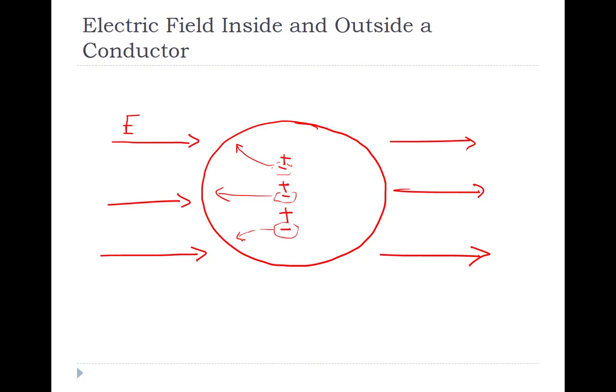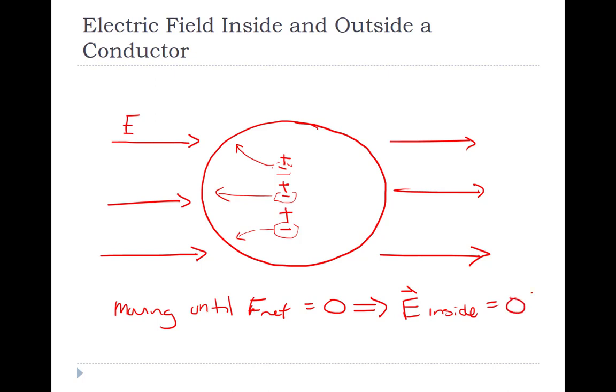And the repercussion of them moving until the net force, F net equals 0, means that the electric field inside is 0. The electric field that is formed by those negative charges in their new configuration exactly cancels out the external electric field that that conductor is sitting in.